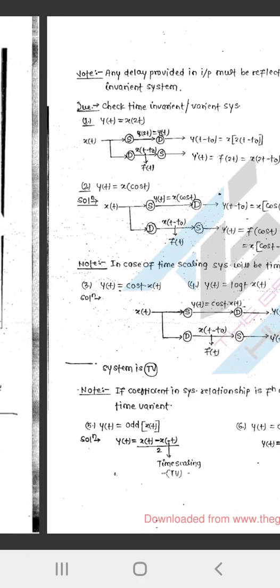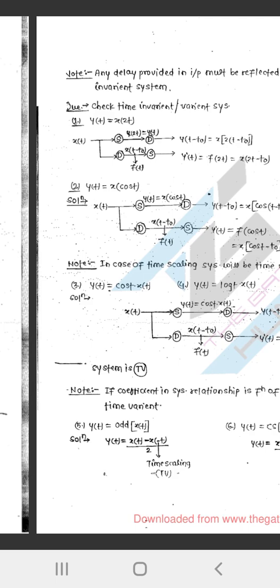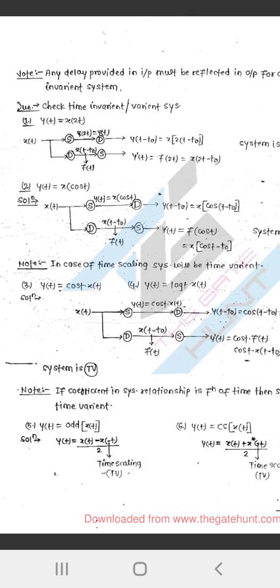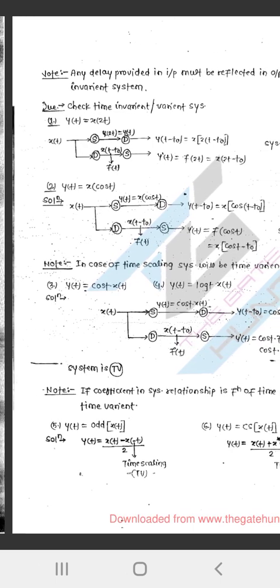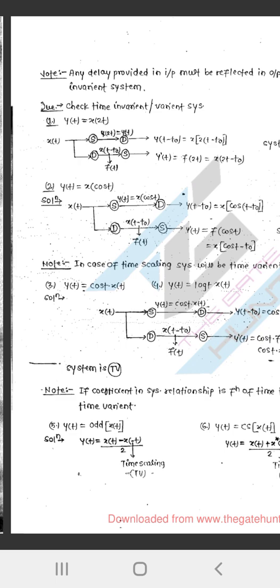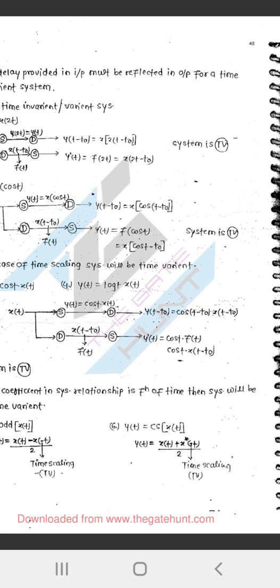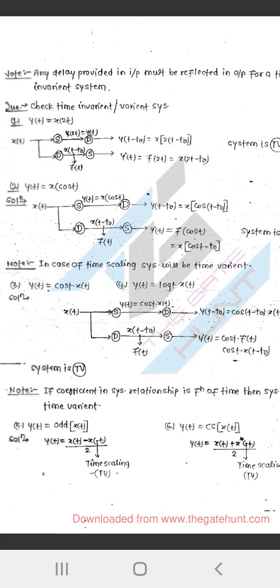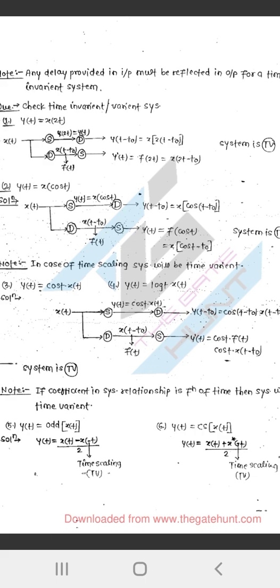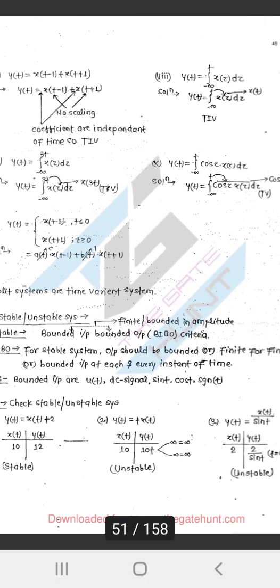then odd: y(t) is equal to x(t) minus x of minus of (t minus t) upon 2. This is a time scaling. This is a minus because system is time scaling. This is x(t) plus x of minus t. This system is time scaling.